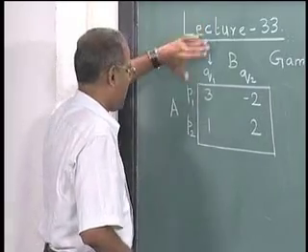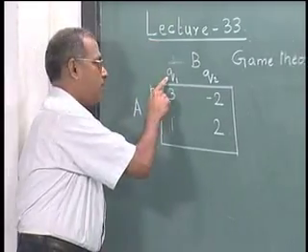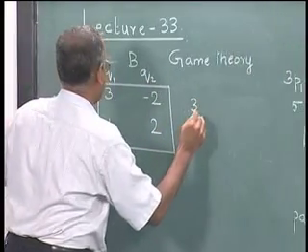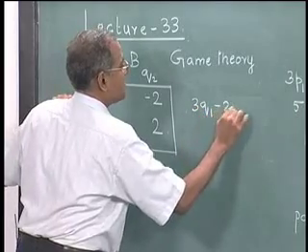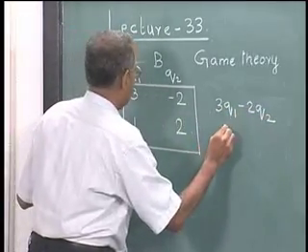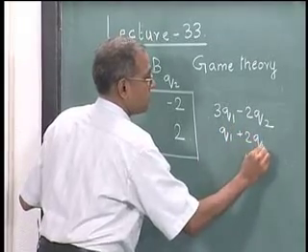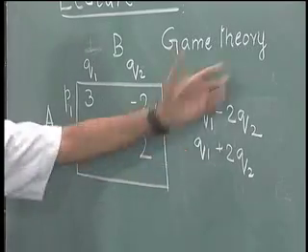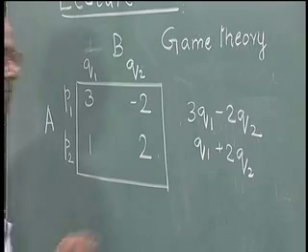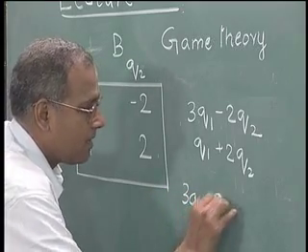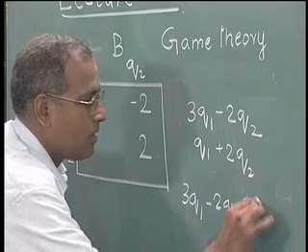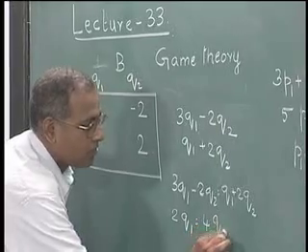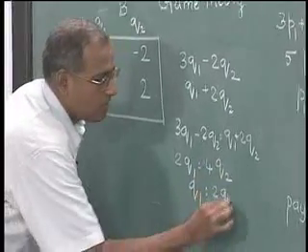Now, B would say that if I play my strategies q1 and q2 proportion of times, and if A plays this consistently, then B's loss will be 3q1 minus 2q2, and for this one it will be q1 plus 2q2. Now, if there is no saddle point, then we can equate these two to get the values of q1 and q2. So, we get 3q1 minus 2q2 is equal to q1 plus 2q2. This would give us 2q1 is equal to 4q2, or q1 is equal to 2q2.